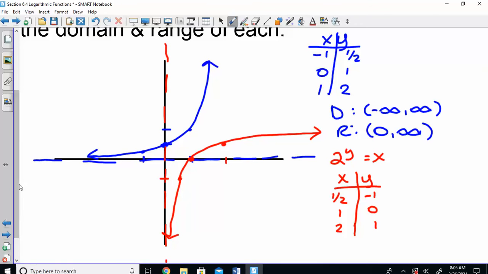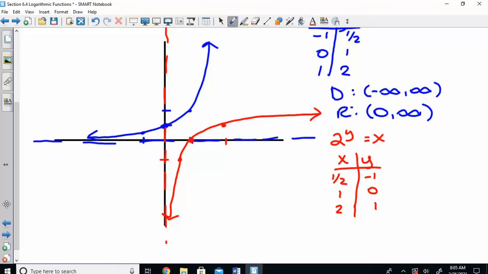So the red is my logarithm. It is the inverse of the exponential. Since the exponential had a horizontal asymptote at 0, x and y flip roles, the log has a vertical at 0. What is the domain of my logarithm? 0 to infinity. If you're looking at that red one, it starts at 0 and goes on forever. The range, if I'm talking about my y's.